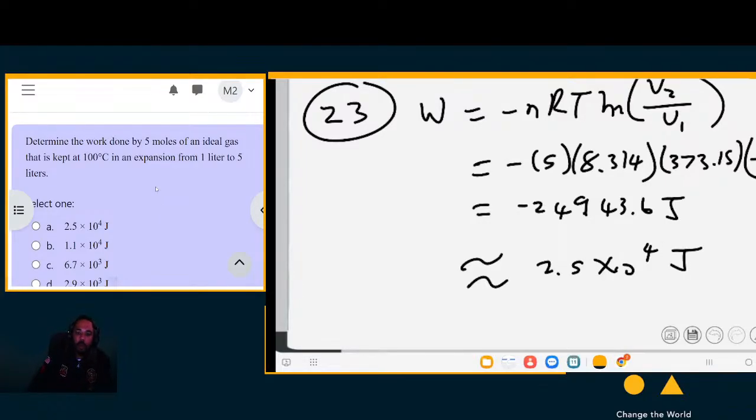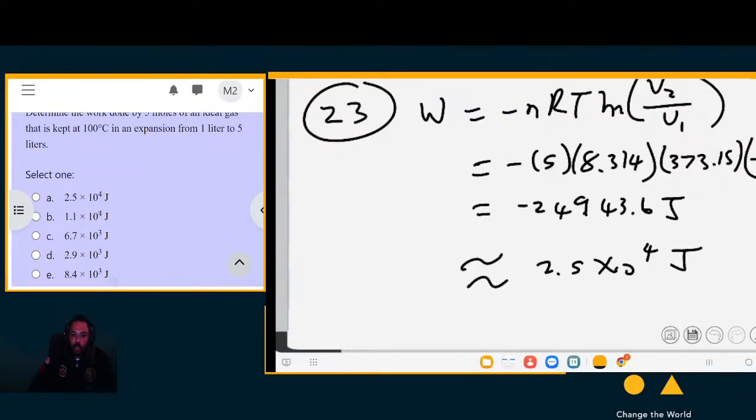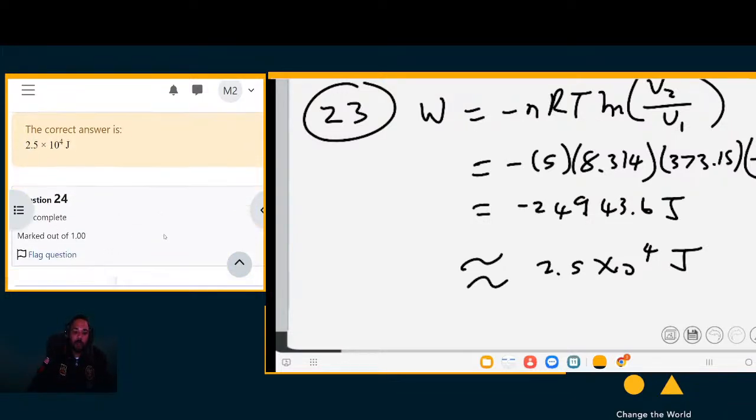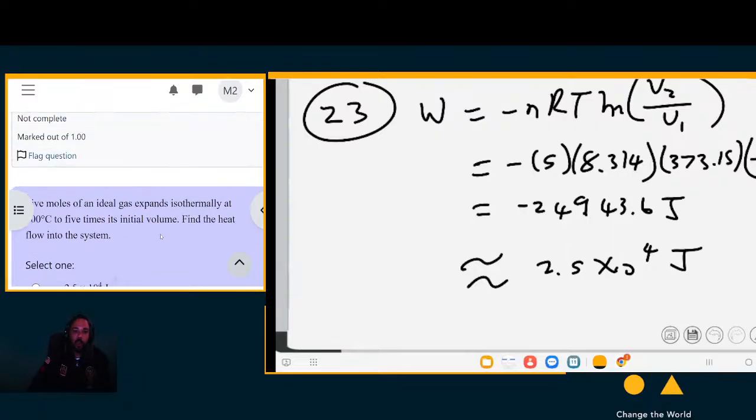Okay, that's the work done, 2.5 times 10 to the 4 joules. And let's check it. It's answer A, 2.5 joules. Yes, it is correct. Question 24.